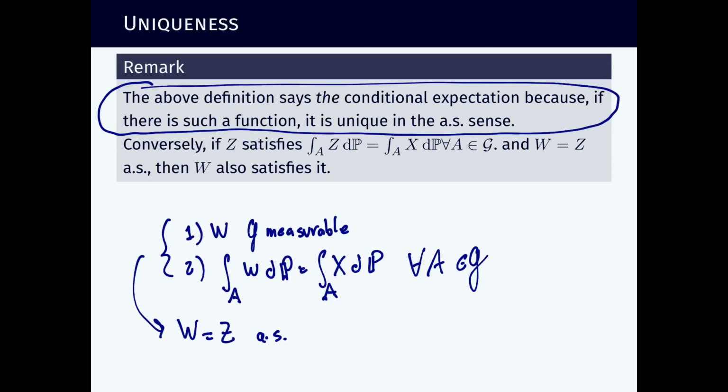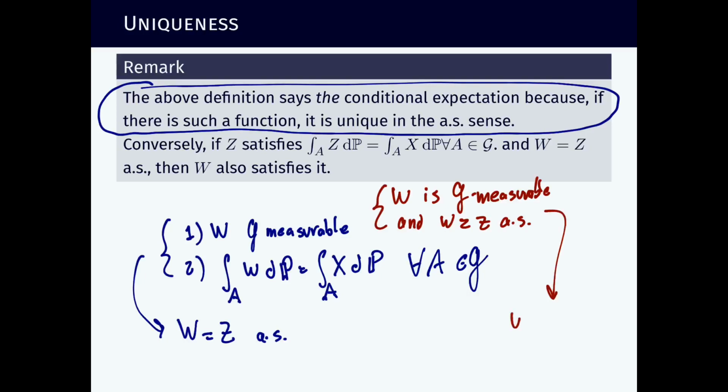And moreover, this is the best we can hope for, in the sense that if W is G measurable and W equals Z almost surely, then this implies that W also is a conditional expectation of X given G.